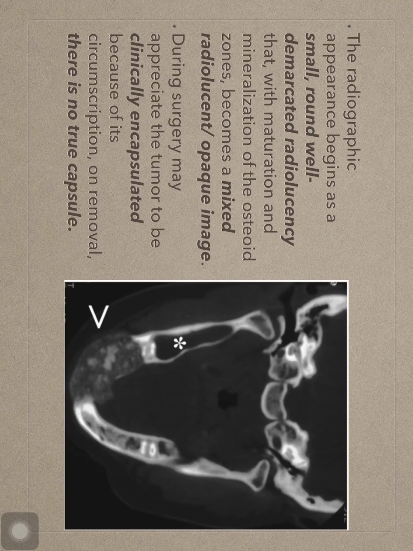On radiology, these tumors occur as small, round, well circumscribed or well demarcated radiolucent lesions which have mineralization of the osteoid zones, and they become a mixed radiolucent or opaque image on maturation. Here in the posterior image you can see a dentigerous cyst or a simple dental cyst.